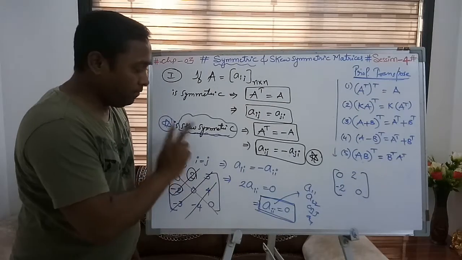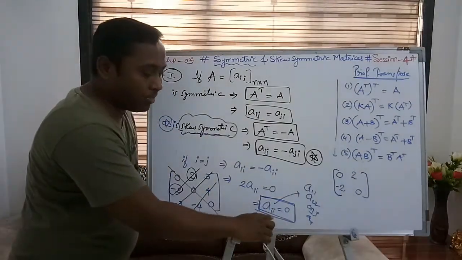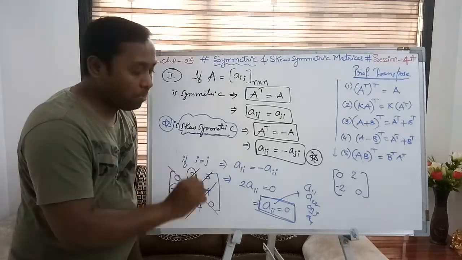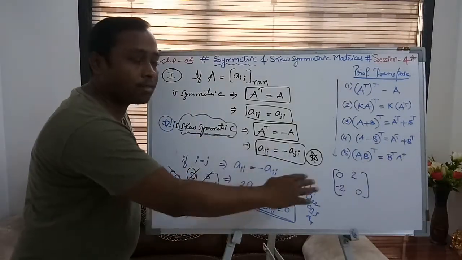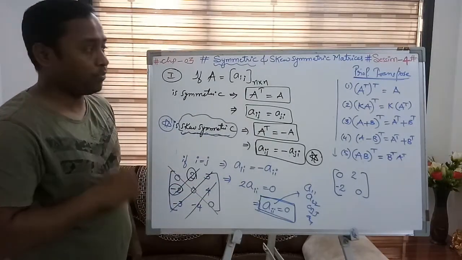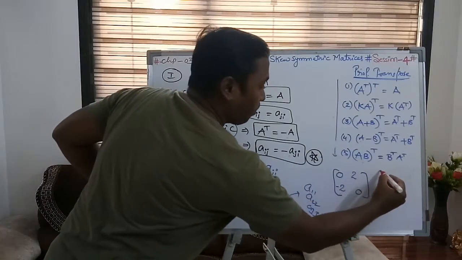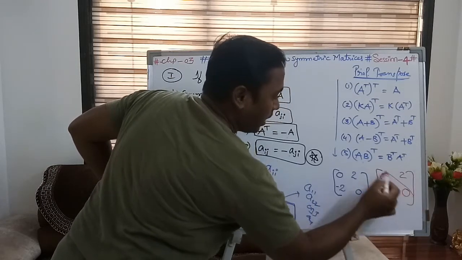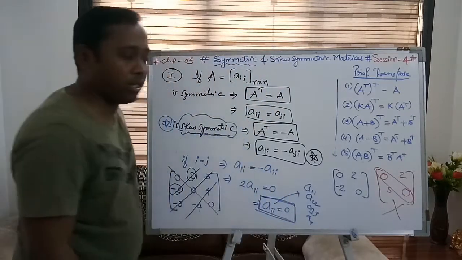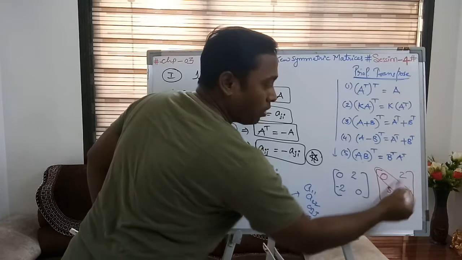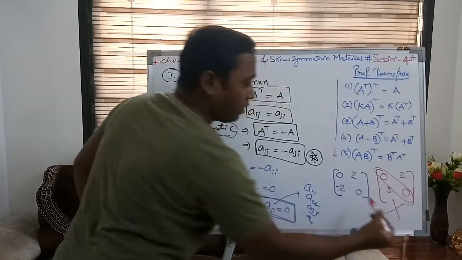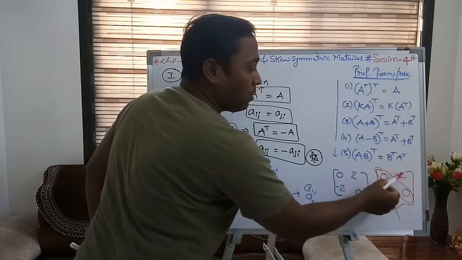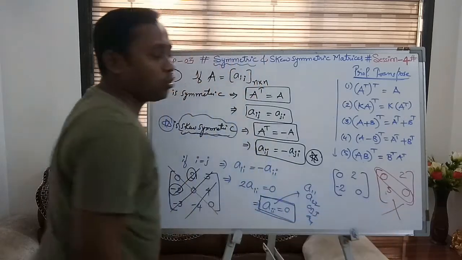I repeat, if it is a skew symmetric matrix, the diagonal elements must be 0. But the converse is not always true. It means simply by having the diagonal elements 0, you cannot say it is skew symmetric. Example, if I write like this, 0, 0, 2, 3, you can see the diagonal elements are 0, but it is not skew symmetric, because the other elements are not following that condition. If it is positive 2, it must be negative 2, or if it is 3, it must be minus 3. They are not following that, hence it is not skew symmetric.